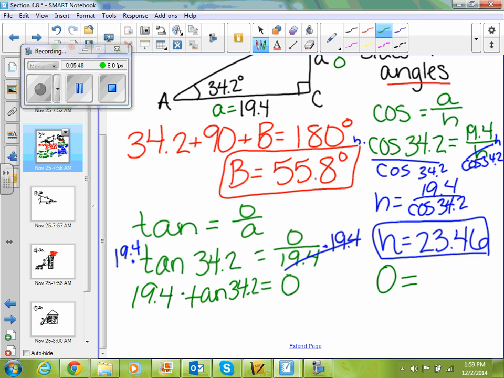So what does that give me, to 2 decimal places, for my opposite side? 13.18. So my opposite side is equal to 13.18.